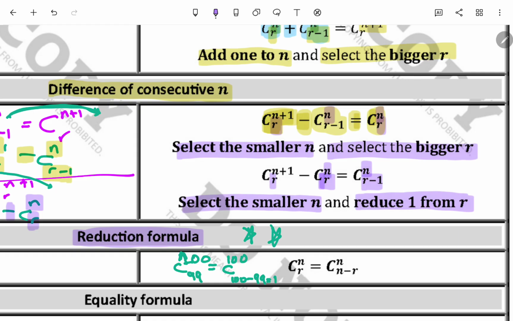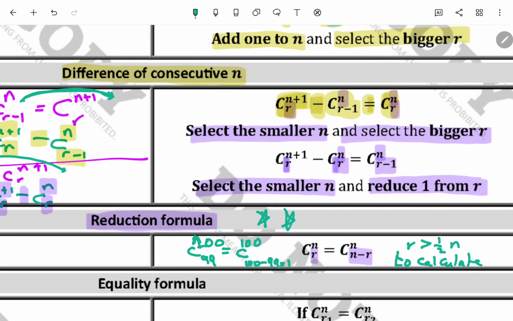So it is allowed for you to reduce this to be n minus r, when you have this r bigger than half of the n. So you can use this rule to calculate or evaluate the value of combination.